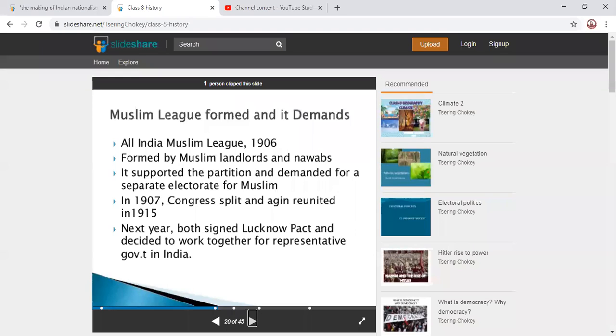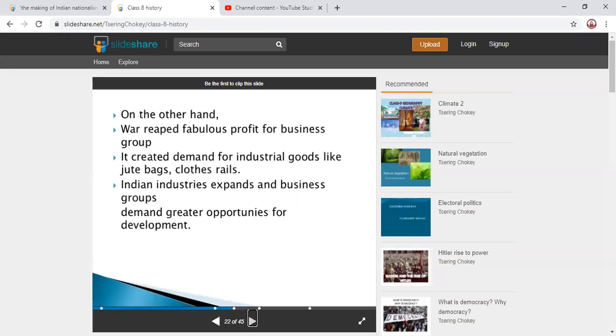There were only two groups in the Congress, the moderates and the radicals, but another group was also present in society which also worked for the independence of our country. This was revolutionary nationalism. Ram Prasad Bismil, through his writings, inspired people to sacrifice themselves, to present themselves for the freedom of the country.